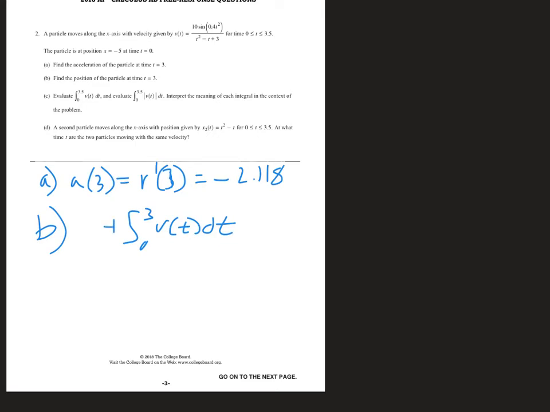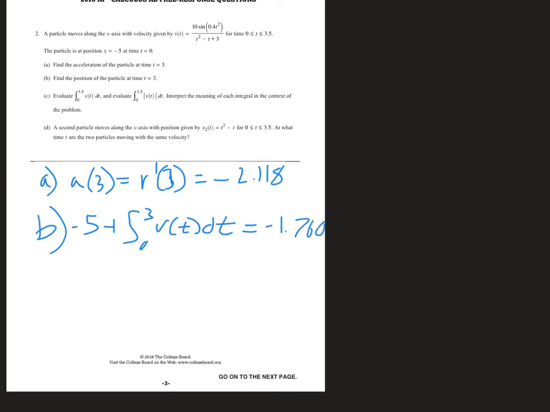Which was negative 5. So really what we're saying is I started at negative 5 and then I went this far. And so then my final answer, again using the calculator to do that definite integral, is just going to be negative 1.760.